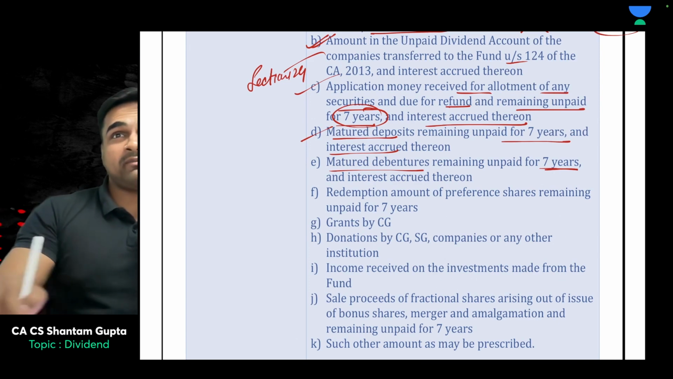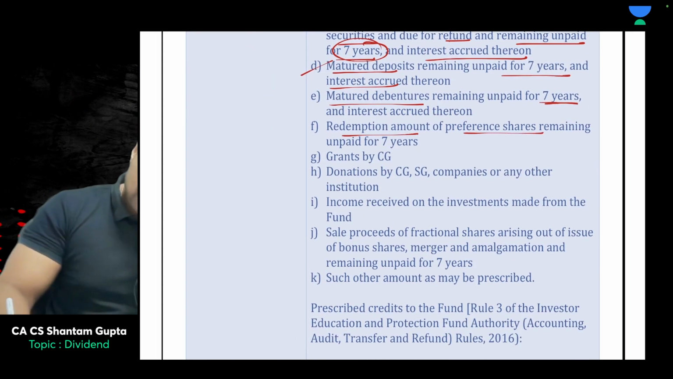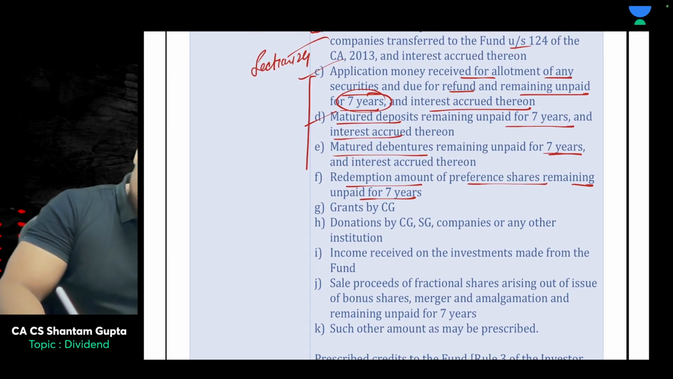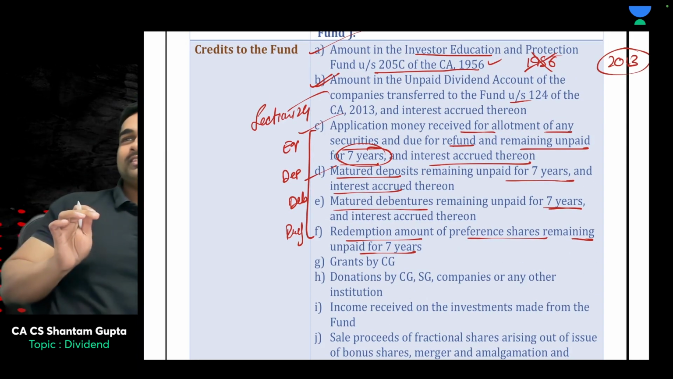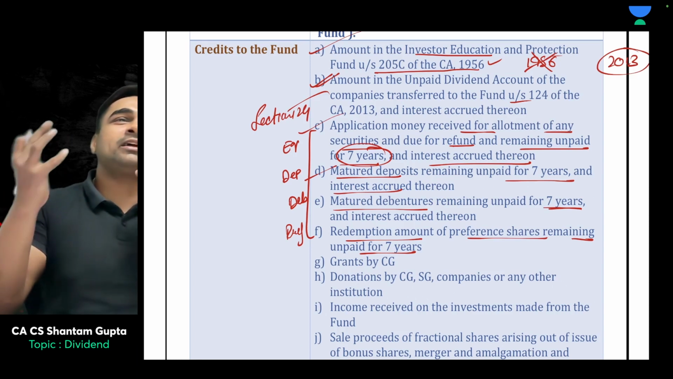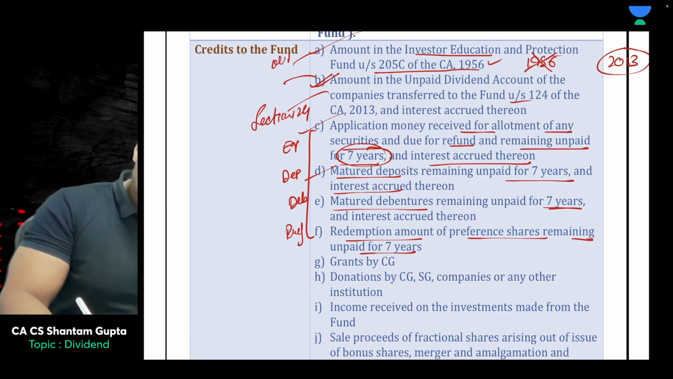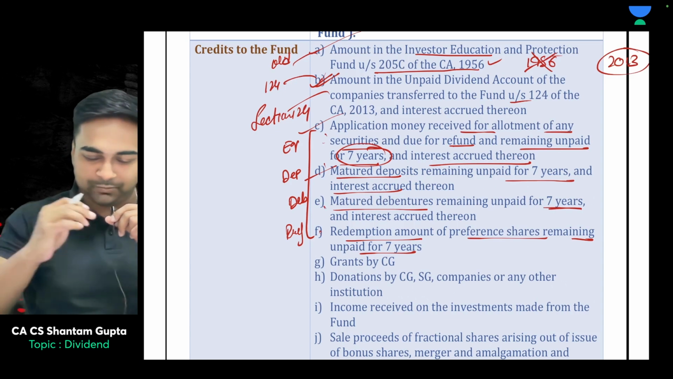Now debenture came, deposit came, preference is missing: amount of redemption of preference shares remaining unpaid for 7 years. See, all your securities are covered. Equity, deposit, debenture, and preference. See, sometimes even when you don't want to learn something, they are so easy, they make themselves available for you. Okay. And previous to this, the Old Companies Act and your section 124. 1, 2, 3, 4, 5, 6, 7.